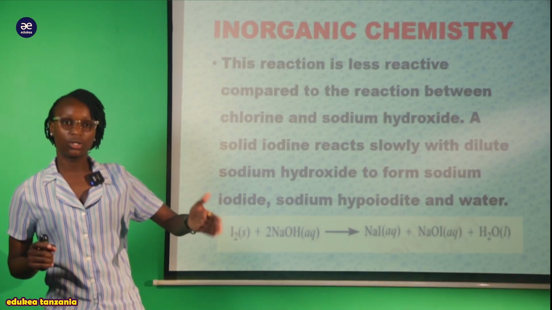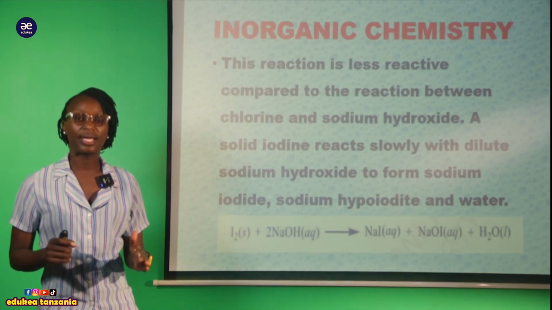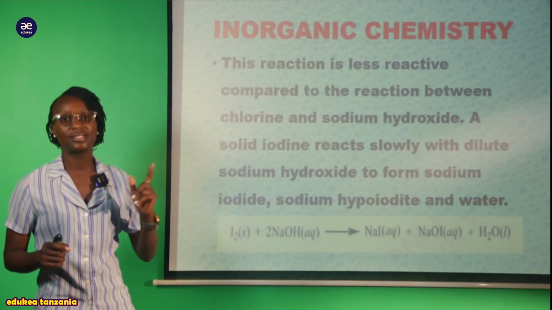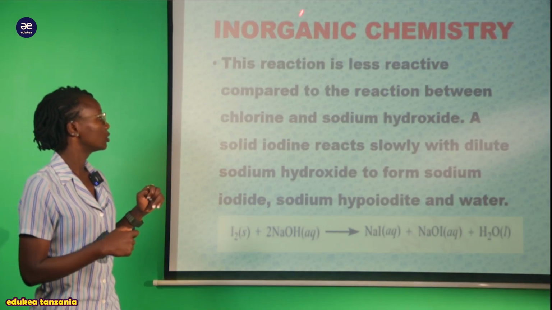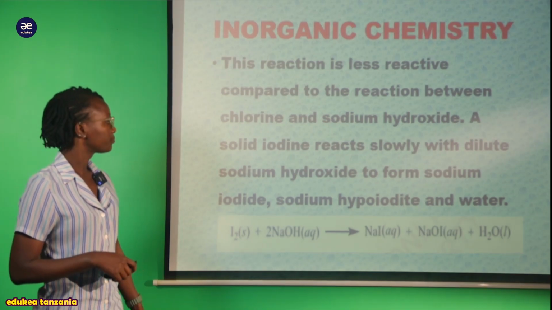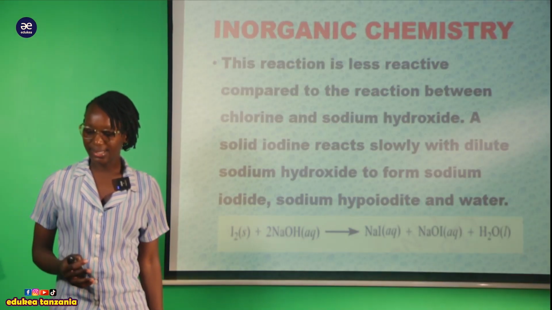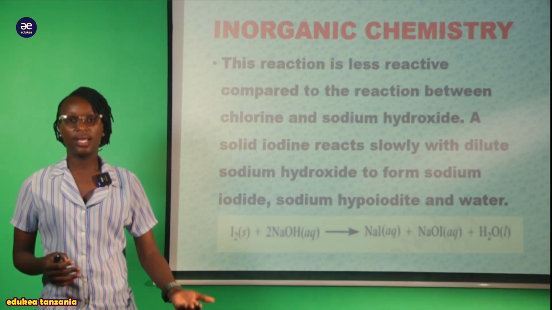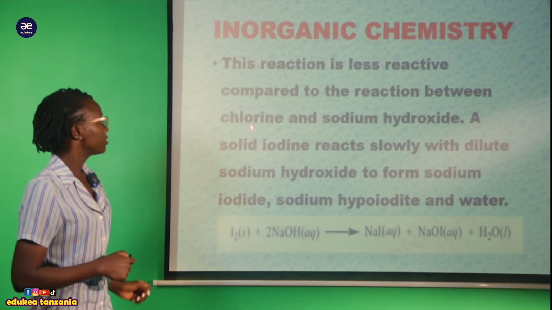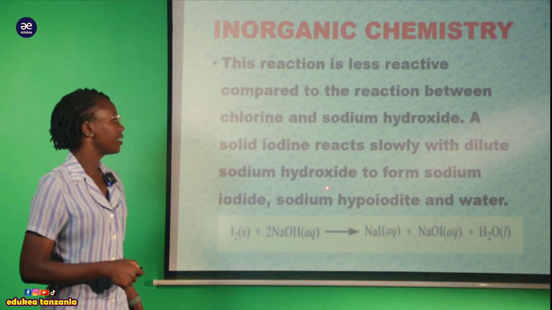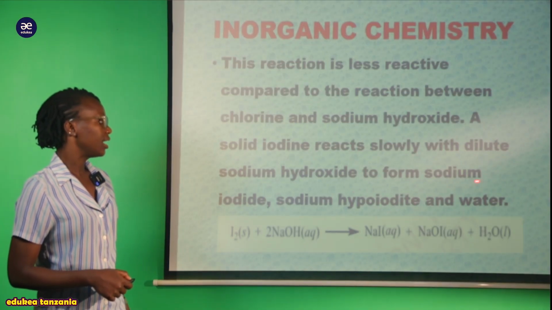Kwa hiyo anakuja anafuata chlorine, anafuata bromine. Kwa hiyo utaona kwamba hata kama product ni zile zile, the same things, lakini utaona kwamba kuna utofauti katika issue of the reactivity. Hata anasema kwamba this reaction is less reactive compared to the reaction between chlorine and sodium hydroxide. Anasema now a sodium iodine. Tunakuja sasa kwa iodine ambayo ni last element kwenye ile element ambazo ni mostly discussed kwenye group 7A. Anasema this sodium iodine reacts slowly with dilute sodium hydroxide to form sodium iodide, sodium hypoiodite and water.